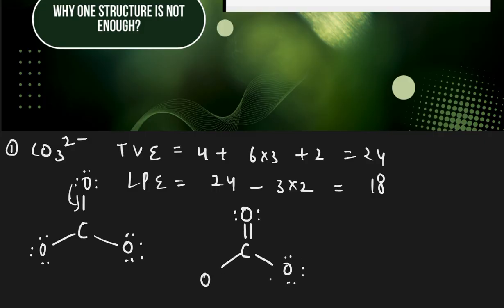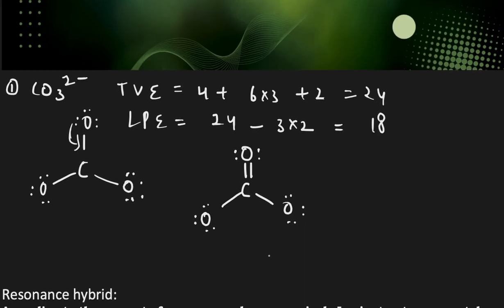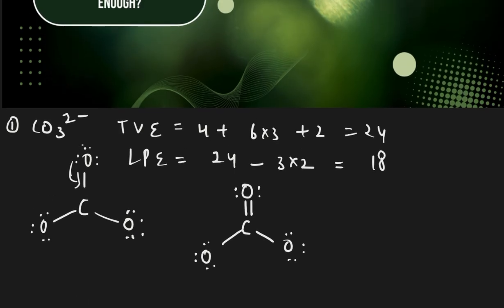Each has 1, 2, 3, 4, 5, 6. So this is the first structure of the carbonate as per the rule.